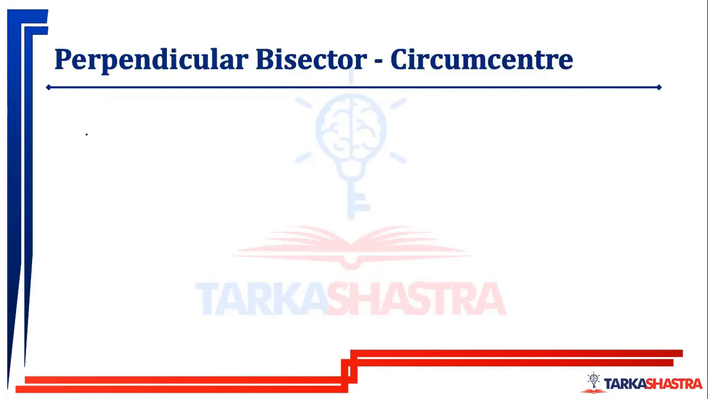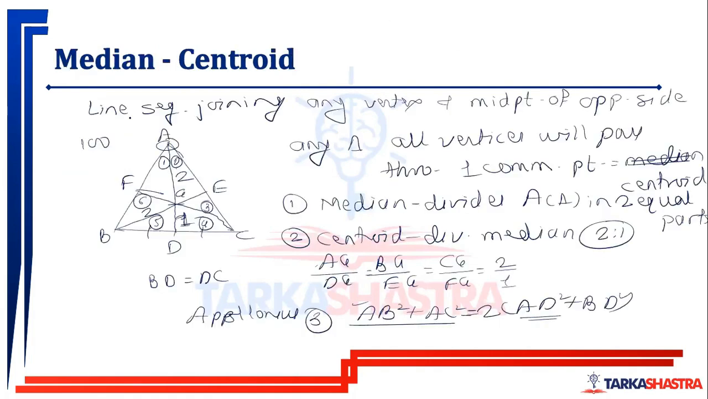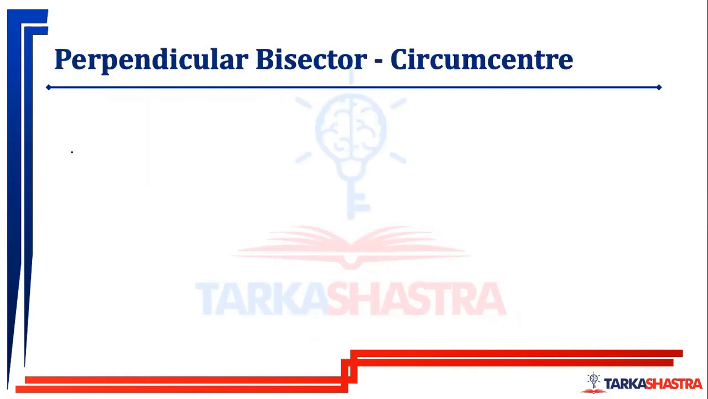इसके साथ एक आता है परपेंडिकुलर बाइसेक्टर. तो जैसे हमने परपेंडिकुलर देख लिया, जिसको हम लोग बोलते हैं ऑल्टीट्यूड, मीडियन देख लिया जो एक्चुअली अपोजिट साइड को बाइसेक्ट करता है लेकिन अपोजिट वर्टेक्स को कनेक्ट करता है. तो ऐसा भी तो कुछ होना चाहिए जो परपेंडिकुलर भी है और बाइसेक्ट भी करता है अपोजिट साइड को. करेक्ट, जो परपेंडिकुलर भी है और अपोजिट साइड को बाइसेक्ट भी करता है उसको बोला जाता है परपेंडिकुलर बाइसेक्टर.